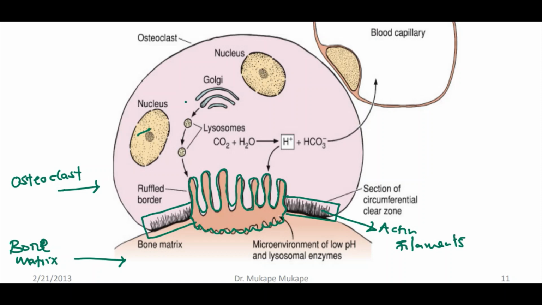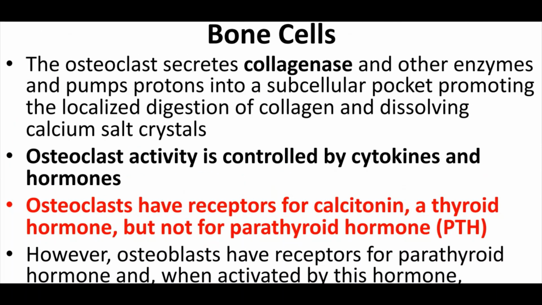So for it to resolve bone, you need to produce lysosomes. These lysosomes will go to the bone, to the ruffled border, and then they'll activate an enzyme called collagenase, and the collagenase is going to digest the collagen type 1 that is found on the bone. And that's how the bone is resolved. That's how the osteoclasts carry out their functions.